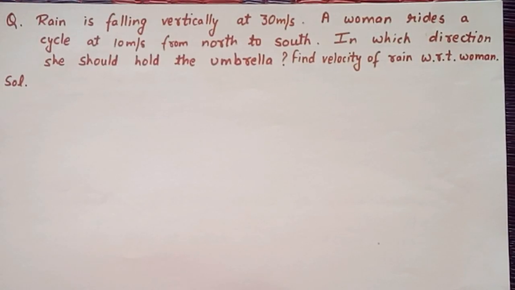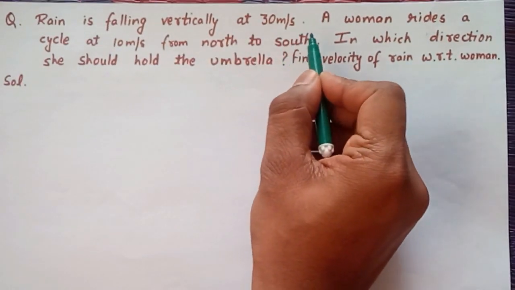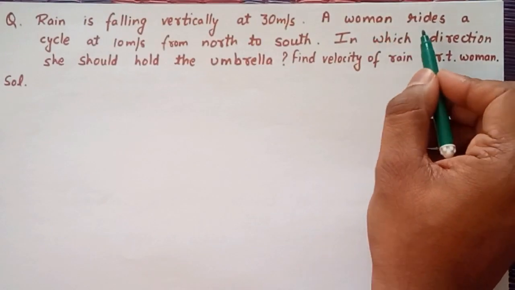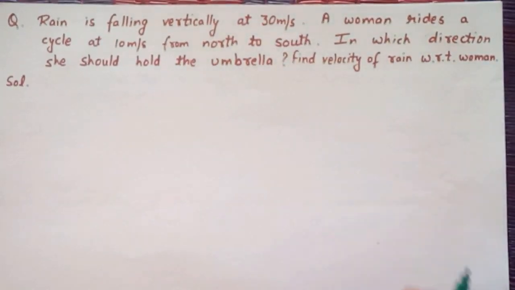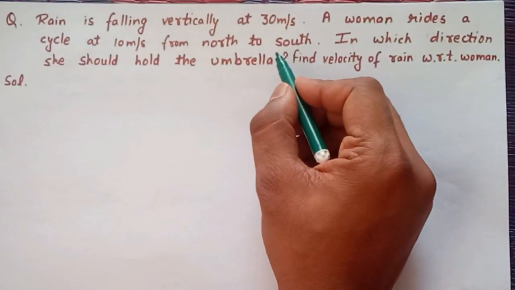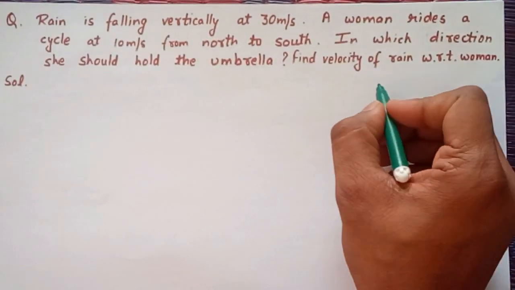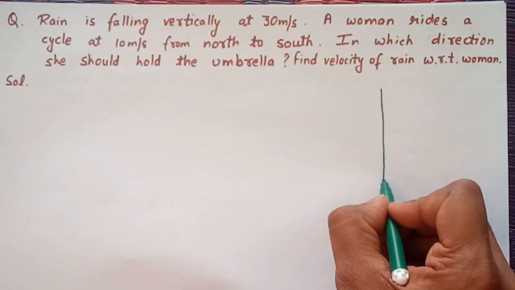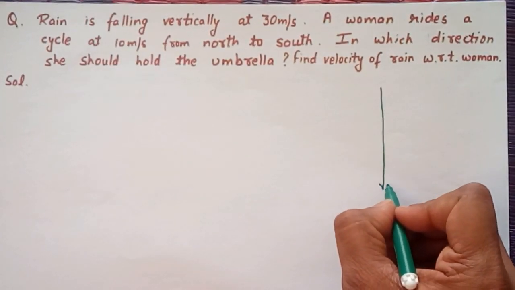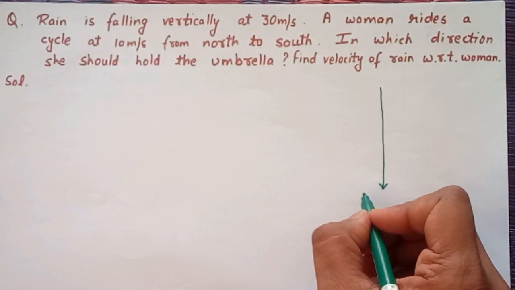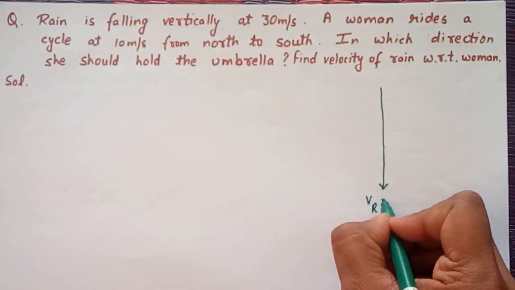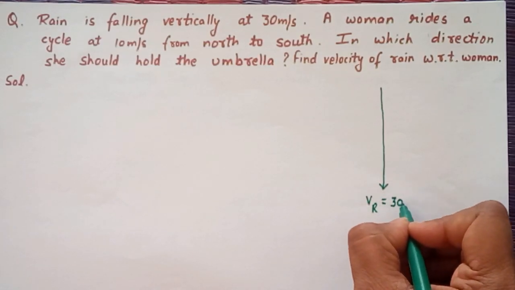In this video, we will solve some more questions on the vector. Our first question is, rain is falling vertically at 30 meter per second. A woman rides a cycle at 10 meter per second from north to south. We cannot draw vertical here, so I am taking vertical like this. This one is vertically downwards and rain is coming in this direction, so this is the velocity of rain also, and that is given 30 meter per second.